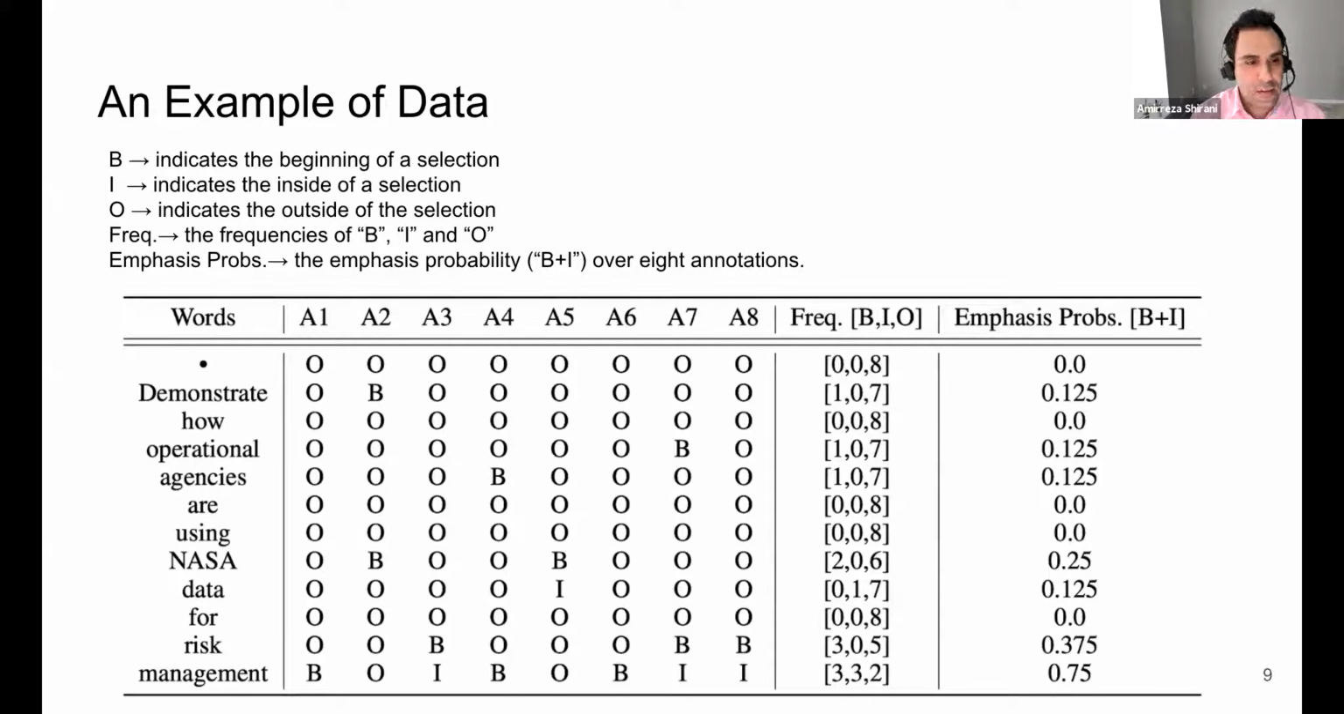And the last column, which we call emphasis probabilities, shows the probability of each word that needs to get emphasized. We use this value as emphasis probability and to evaluate different models. As you can see here, words like risk and management have more agreement to be emphasized in this bullet point.